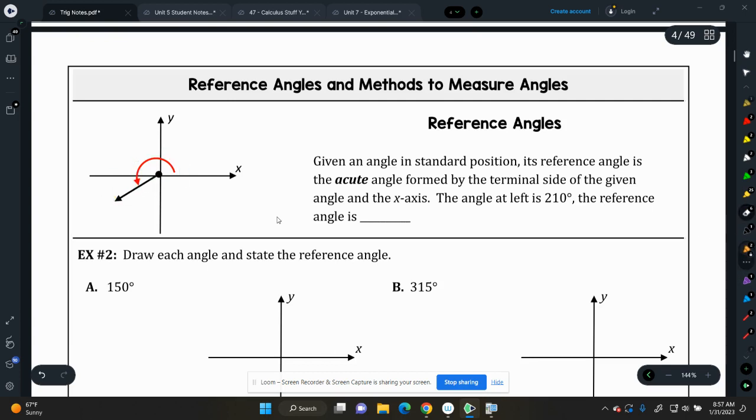The reference angle is the angle that the terminal side makes with the x-axis. It's the acute angle that the terminal side makes with the x-axis. Remember, acute is the little one, less than 90 degrees. We're not referring to this angle here. This is an angle that it makes with the x-axis, but that's not acute. It's the acute angle that it makes with the x-axis. That's our reference angle, right?